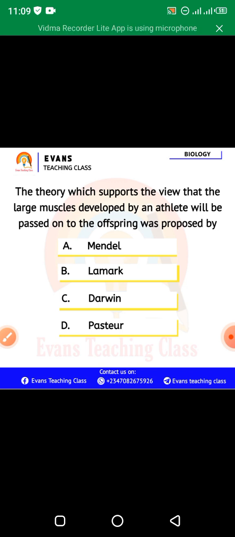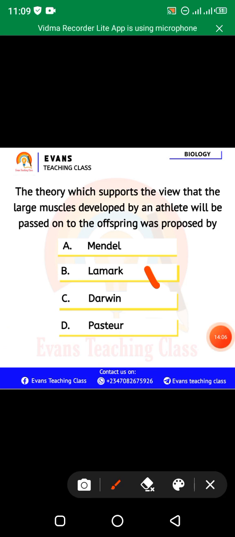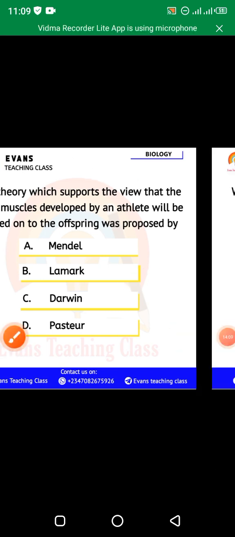So the theory which supports this view, that the large muscles developed by an athlete will be passed on to the offspring, was proposed by whom? Jean Lamarck. The scientists disproved it, that it's not possible for something like that to happen. So our right option here is Option B, Jean Lamarck. Let's move to the next question.